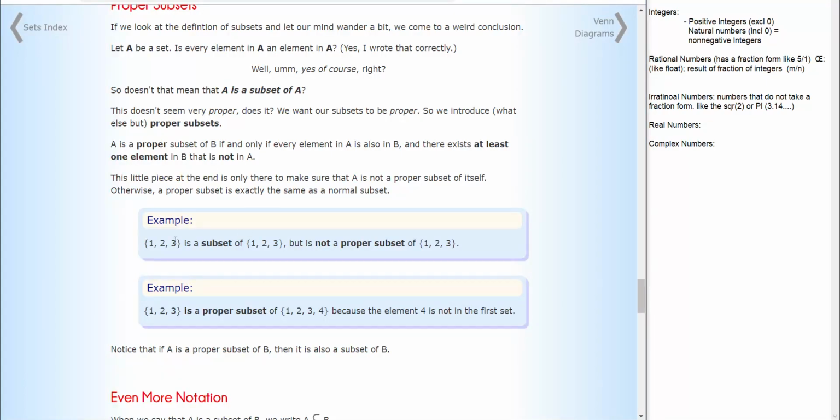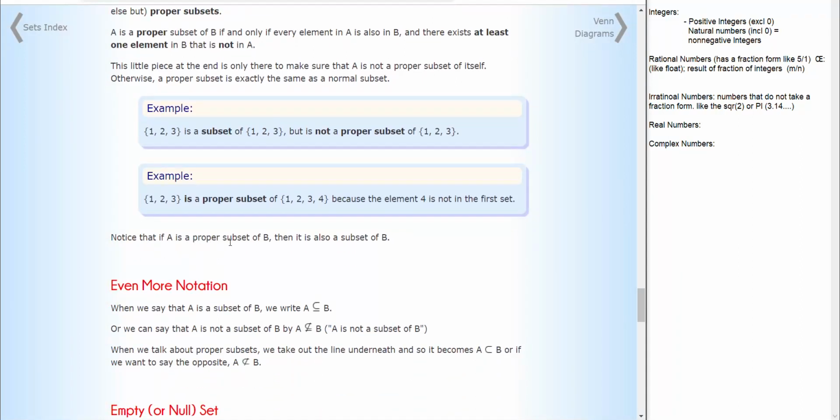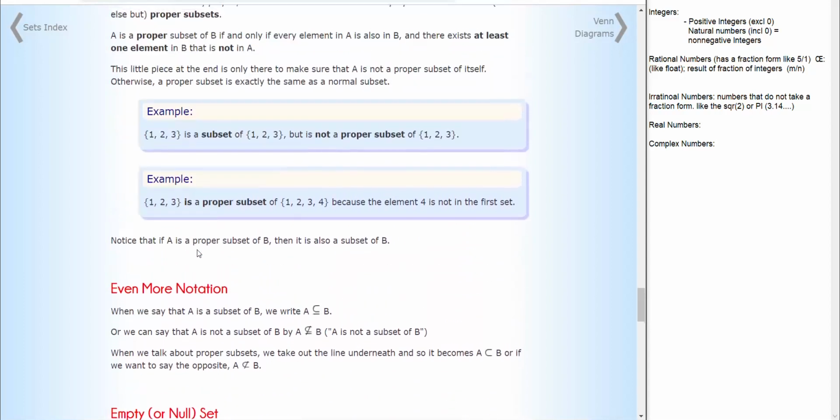If we take a look at the example, we have {1, 2, 3} is a subset of {1, 2, 3}, but it's not a proper subset of {1, 2, 3}. {1, 2, 3} is a proper subset of {1, 2, 3, 4}, because the element 4 is not in the first set. Notice that if A is a proper subset of B, then it's also a subset of B. Yes, of course. Interesting.